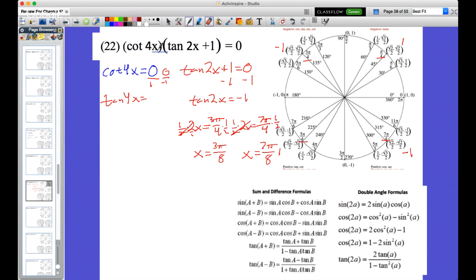using these values. Cotangent is cosine over sine. So I'm really just looking for my angles where cosine is 0. So that means I'm looking here at 0 and here. And so that's going to give me where 4x will equal pi over 2. And 4x will equal 3 pi over 2.